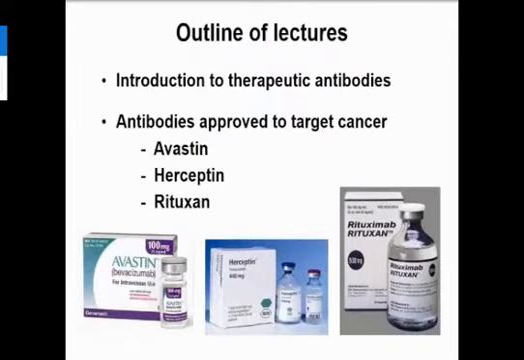So I'll introduce you to therapeutic antibodies, possibly going over some of what you've already learned. And then these 3 blockbuster antibodies that are in the clinic to treat cancer, I'll go through the story of how those antibodies came about. So Avastin, Herceptin, and Rituxan.